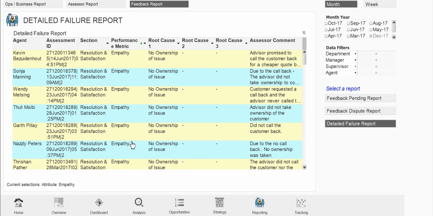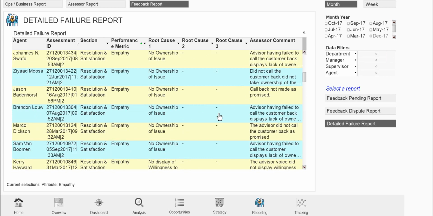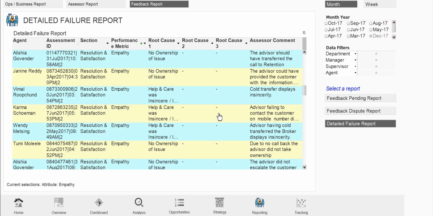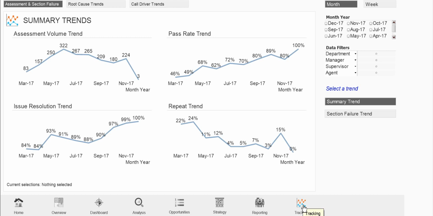The tracking report allows for trending over time. The assessment and section failure looks at assessment volume, pass rate trends, as well as issue resolution and repeat trends. The same can be seen for section failures. Similarly, you can look at the assessment failure trend, the resolution and satisfaction trend, business efficiency trend, and regulatory compliance trending.